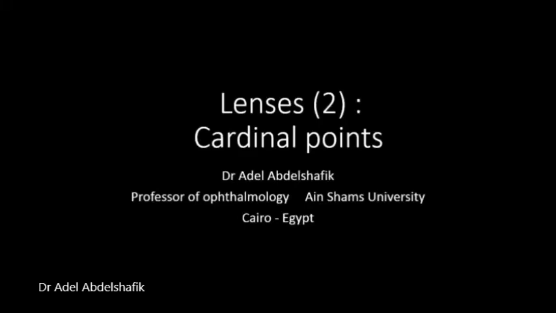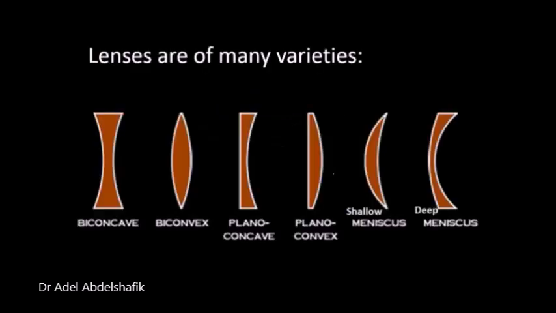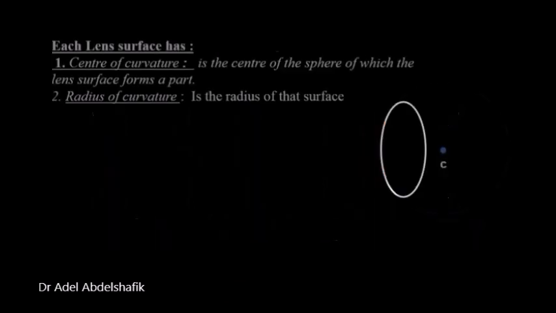This is the second presentation in the series on lenses. It is on the cardinal points. Lenses are of many varieties. They can be biconcave, biconvex, planoconcave, planoconvex, shallow meniscus, or deep meniscus.